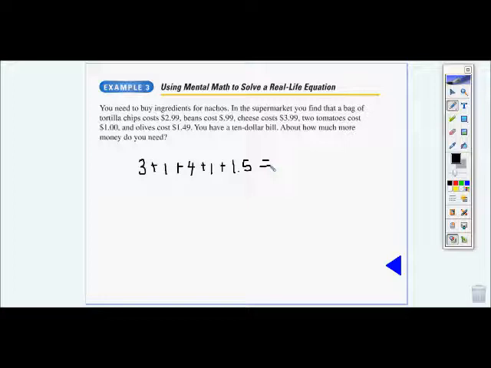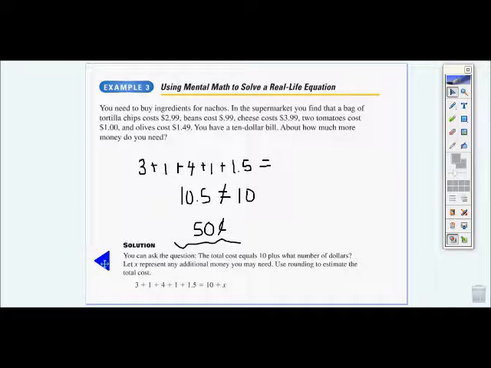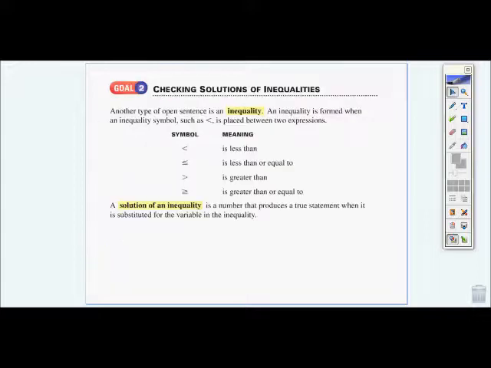So if you do the 3 plus 1 plus 4 plus 1 plus 1.5, you're going to end up with 10.5 as your total. And that does not equal the $10 bill. You're going to need at least 50 cents more just for the ingredients. And if you figure tax, you're going to need a little bit more than that. So estimating that, we can look at the solution that they have in the book: the total cost equals 10 plus what number of dollars, and it's going to be 50 cents. So we would need 50 cents more for the ingredients.